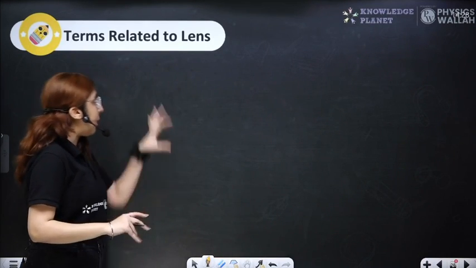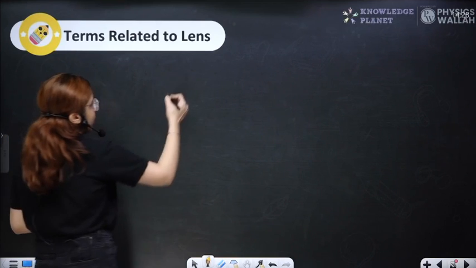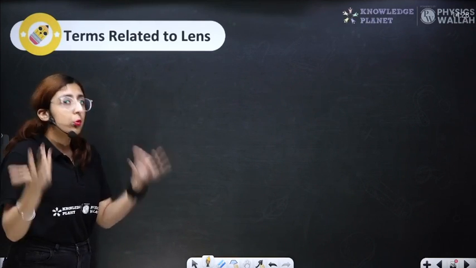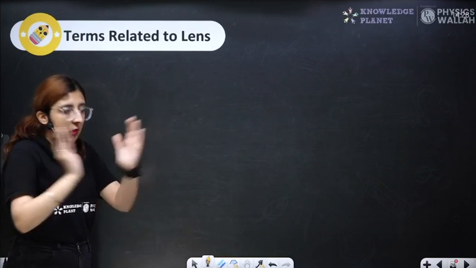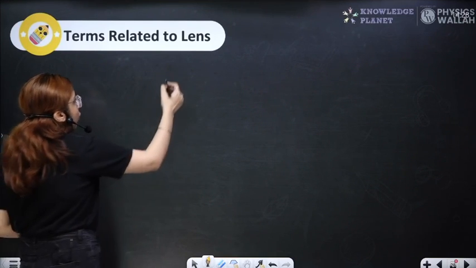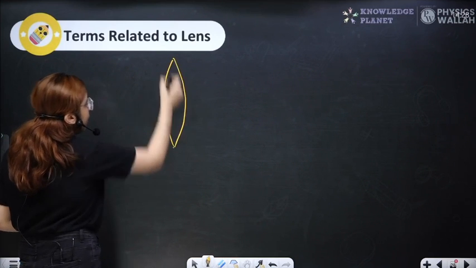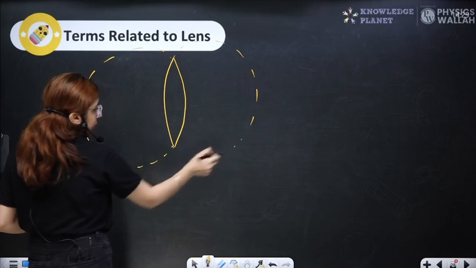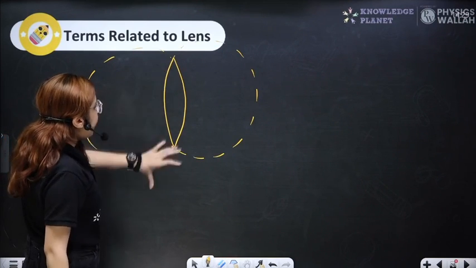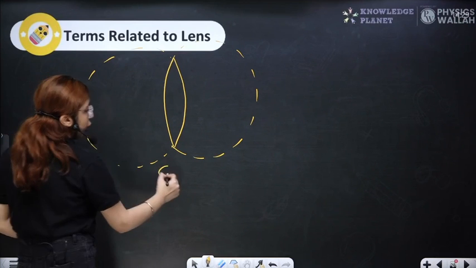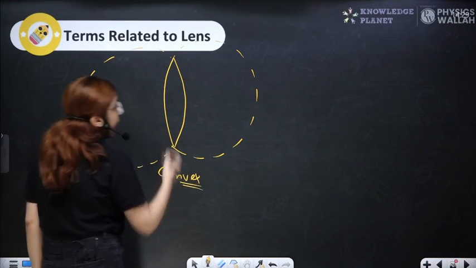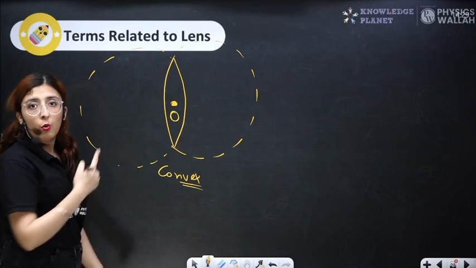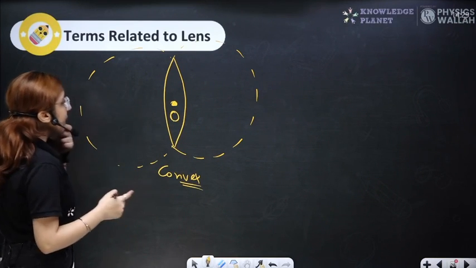So first of all, let's talk about the basics of the lenses, the terms associated. These lenses are carved from two spheres, pieces of the two spheres, and then joined all together. So have a look over here. The center of the lens, this is nothing but your convex lens. The center of the lens, you are going to call it as optical center, O.